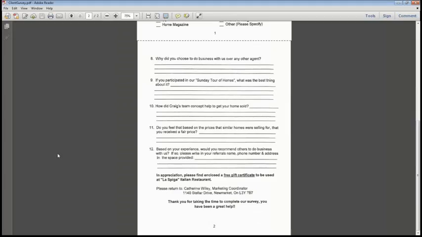Number 9, if you participated in our Sunday tour of homes, what was the best thing about it? Number 10, how did Craig's team concept help get your home sold? Number 11, do you feel that based on prices that similar homes were selling for, that you received a fair price? And number 12, based on your experience, would you recommend others to do business with us? If so, please write in your referral's name, phone number, and address in the space provided. In appreciation, please find enclosed a free gift certificate to be used at La Spiga Italian Restaurant.